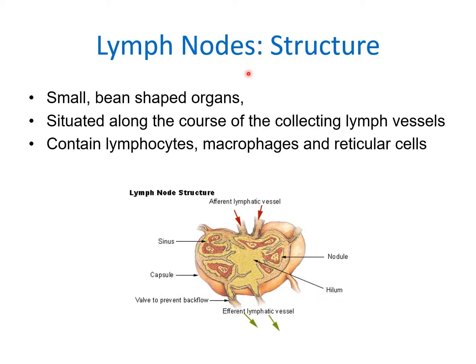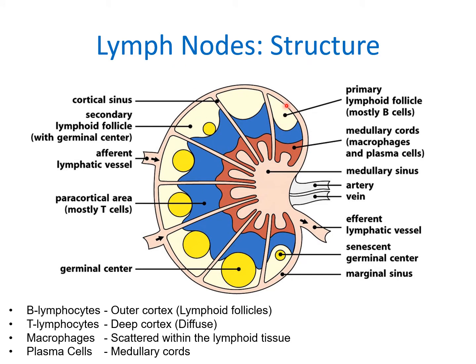Lymph nodes are small lentil-sized bean-shaped structures situated along the course of the collecting lymph vessels, and they contain lymphocytes, macrophages, and reticular cells. And we shall look at the structure of the lymph node in a bit more detail in the next slide. As mentioned in the previous slide, lymph nodes are bean-shaped or kidney-shaped structures and consist of an outer cortex and an inner medulla, and you can also see afferent and efferent vessels, which are responsible for drainage of lymph fluid.